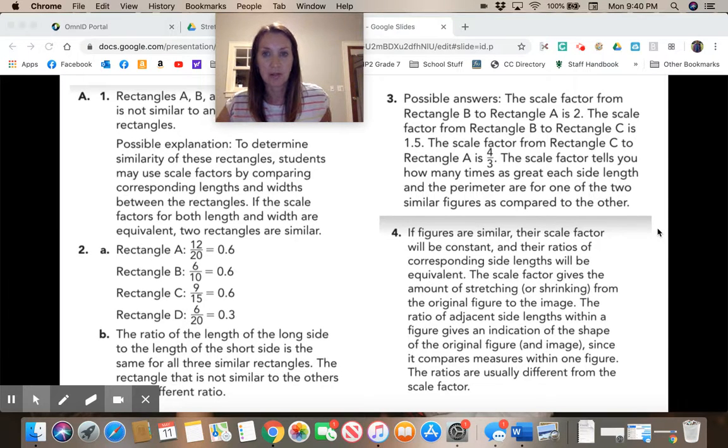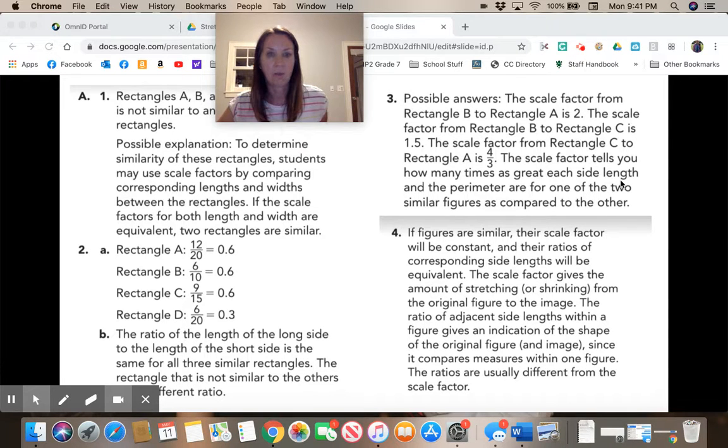The scale factor from rectangle B to A is 2. The scale factor from B to C is 1.5. The scale factor from C to A is 4/3 or 1 1/3. The scale factor would tell you how many times greater each side length and perimeter are for the two similar figures as compared to the other.